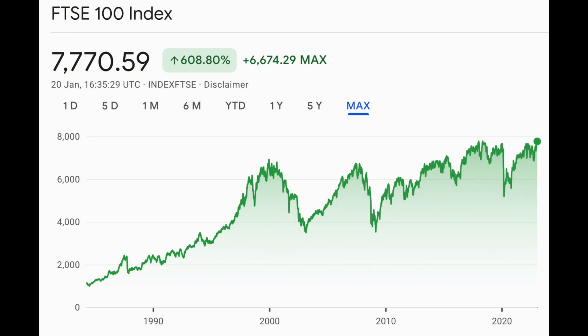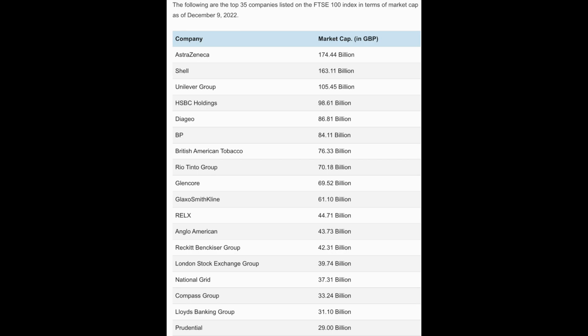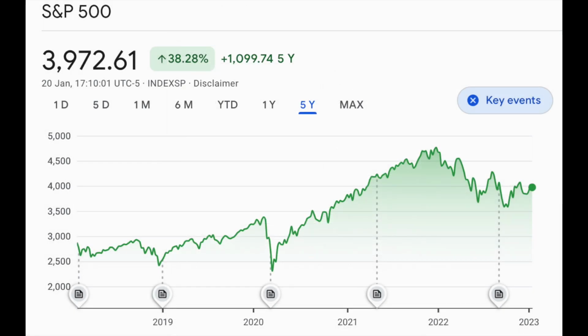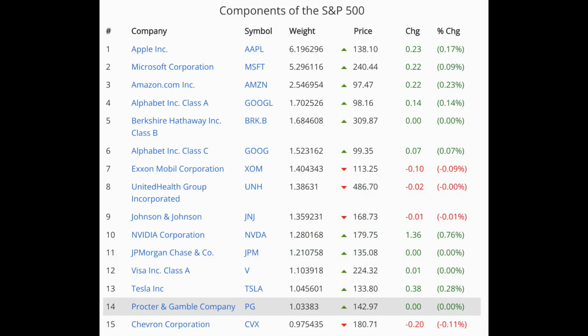An index reflects the performance of a group of securities of the stock market, so this could be bonds or stocks. One example of an index is the FTSE 100, which reflects the performance of the 100 largest companies in the UK. Another example, probably the most popular, is the S&P 500, which reflects the performance of the 500 largest companies in the US. So index funds are quite similar to ETFs. They both hold a portfolio that matches a specific index like the FTSE 100 or S&P 500.